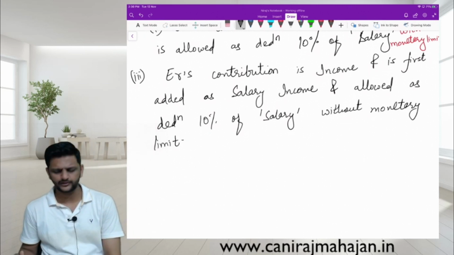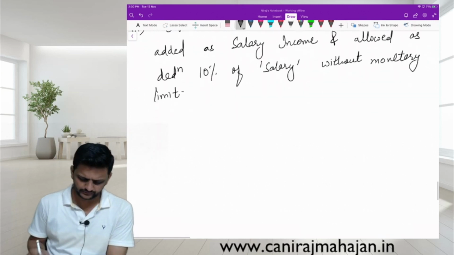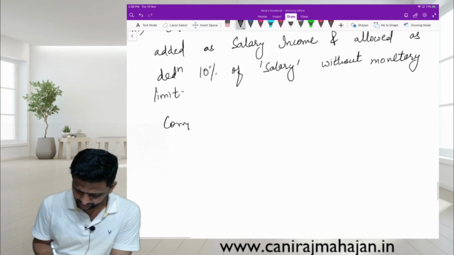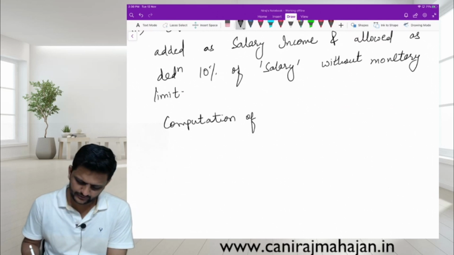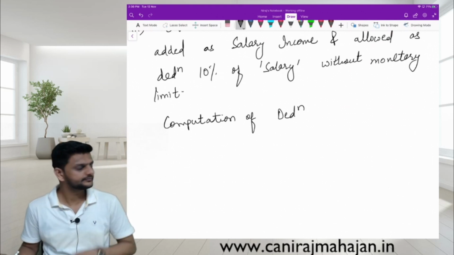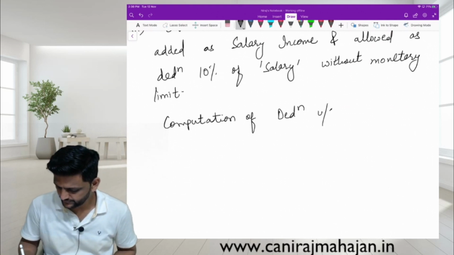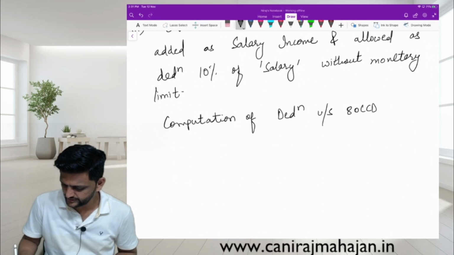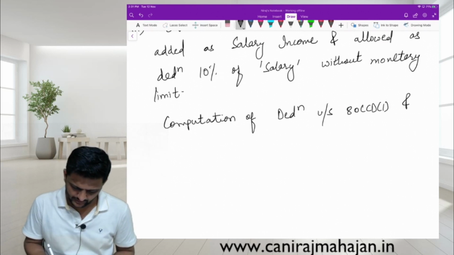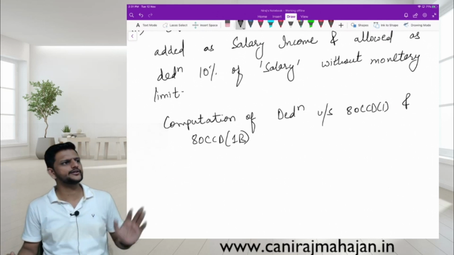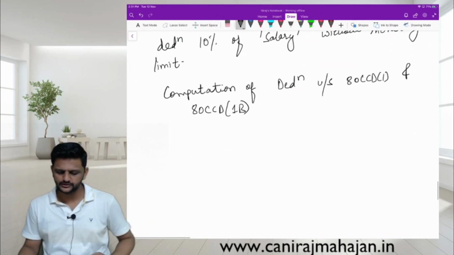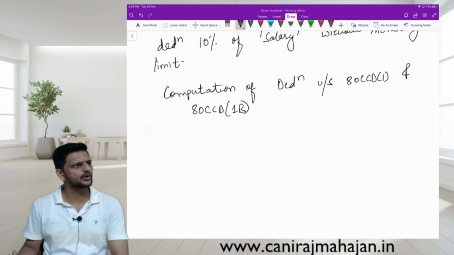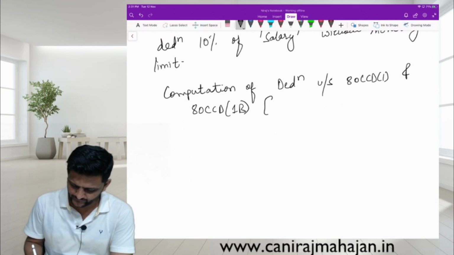Those figures are available right now. Right now we will calculate, okay? Computation of deduction under section 80CCD(1) and 80CCD(1B). 80CCD(2) will be from employer side, that we will write again separately. This is only for now employees' contribution. Correct? Everyone?